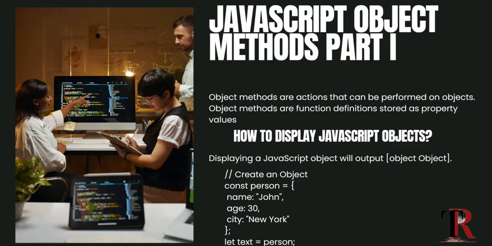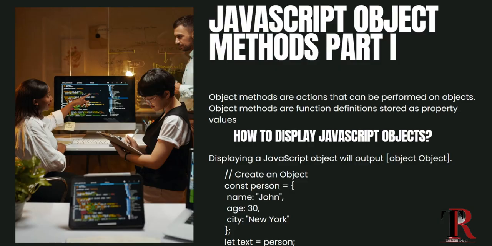Object methods are actions that can be performed on objects. Object methods are function definitions stored as property values. If you remember from the last lesson, we started talking about something like this in JavaScript, where we began to examine how you can use methods when working with objects in JavaScript. And simply, methods are just actions that you can perform on objects.